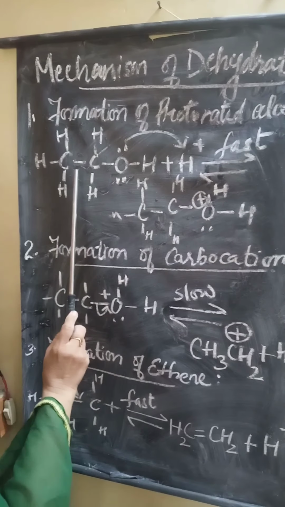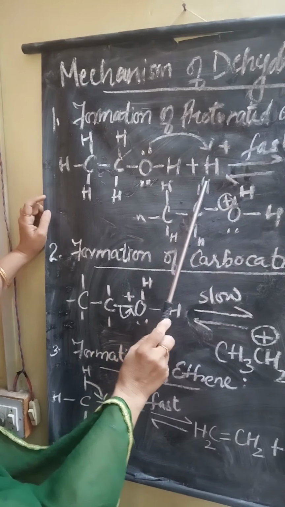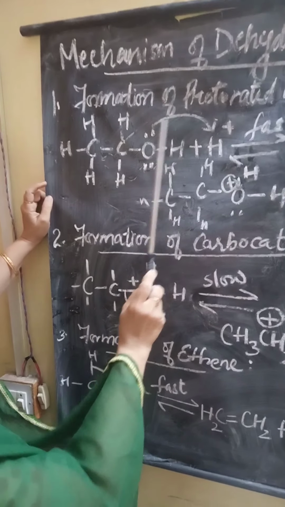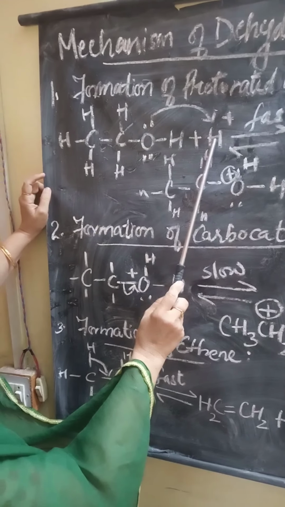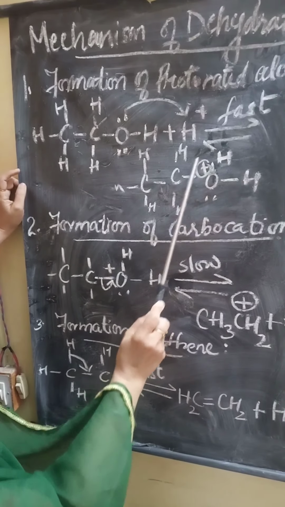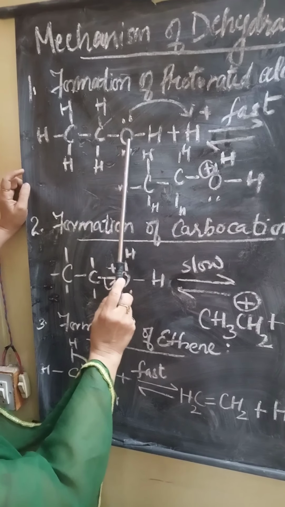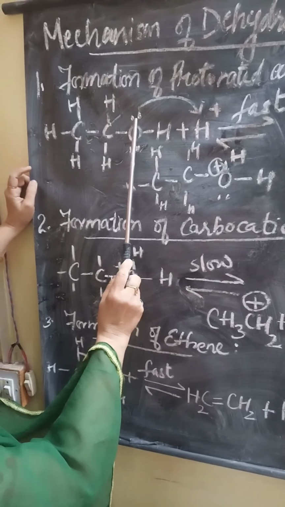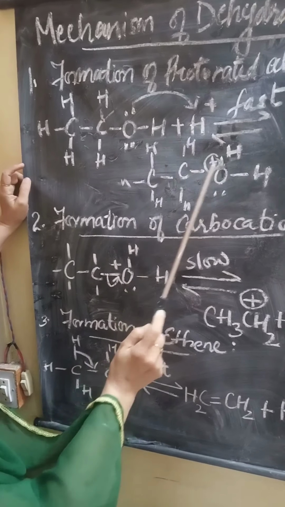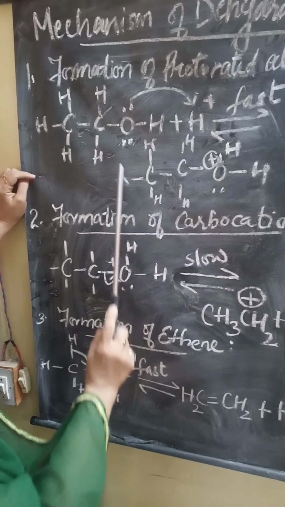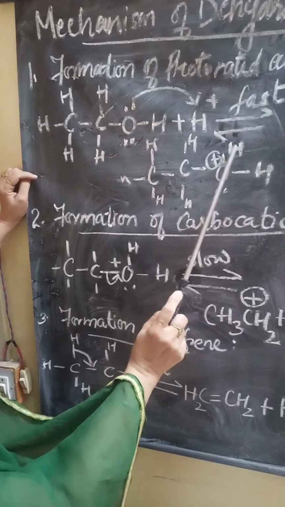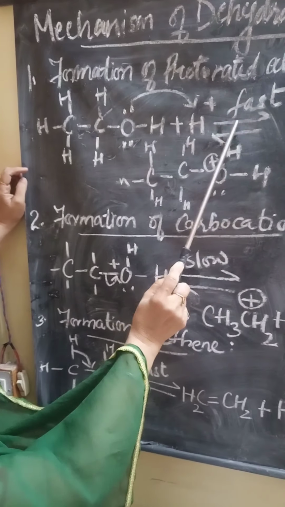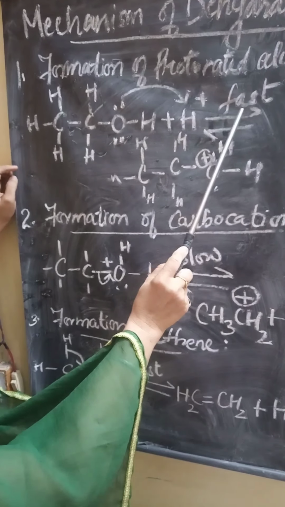So this is the alcohol. Now OH is the group. When it reacts with acid, oxygen gives a pair of electrons to this hydrogen, and this hydrogen gets attached to it. You can see the alcoholic OH group is also having one more hydrogen attached to it. As this oxygen has given a pair of electrons, it has developed a positive charge. So this compound which is formed is known as protonated alcohol. This compound is highly unstable, and this reaction is a reversible and very fast reaction that takes place within no time.